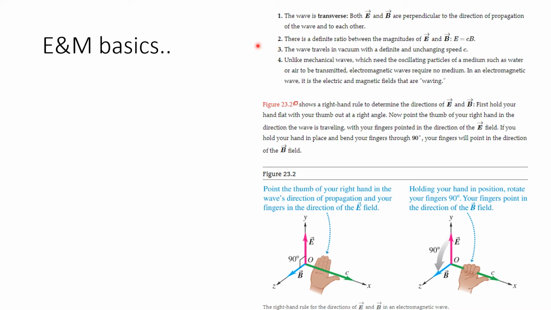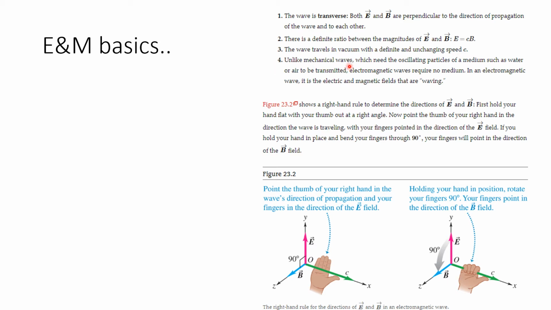In the case of electricity and magnetism, there is a definite ratio between their magnitudes, and that ratio is called C. And it turns out C is the speed of light in a vacuum. And the speed of light in a vacuum is a definite and unchanging speed called C. We'll talk about its speed in a minute, but that is an amazing thing that is unchanging.